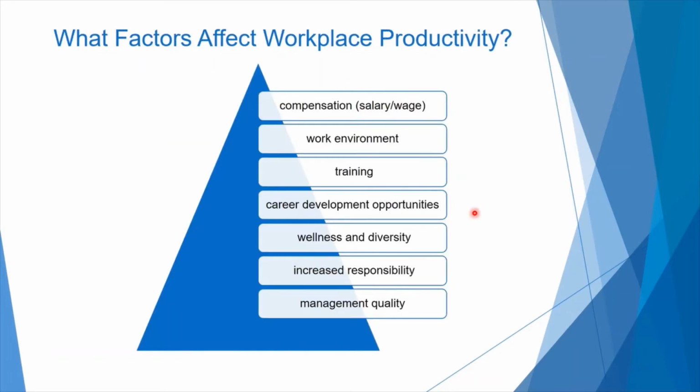Okay, what factors affect workplace productivity? It means labor productivity. What factors can affect labor productivity? We have several factors that affect labor productivity. The first one, of course, is compensation, salary, wage. The next ones are work environment, training, career development opportunities, wellness and diversity, increased responsibility, and management quality.